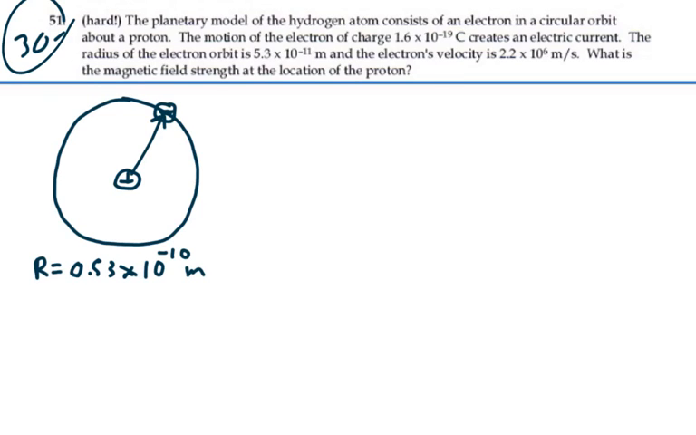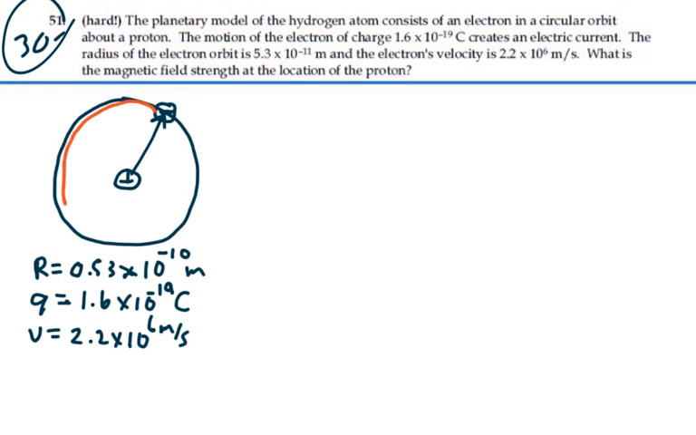And we have the charge on the electron is a magnitude 1.6 times 10 to the minus 19 coulombs. And the velocity as it goes around this orbit is 2.2 times 10 to the 6 meters per second. So we can think of maybe this orbit of this charge as being like a wire of current, if you will, as this electron goes around the proton.